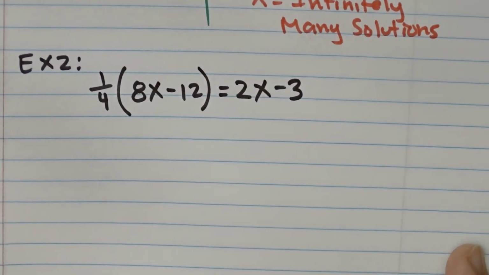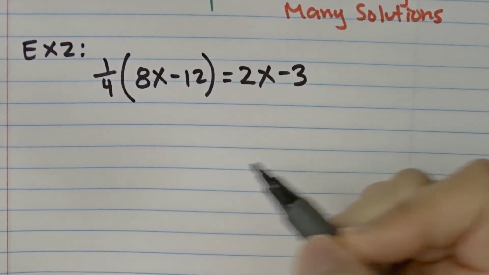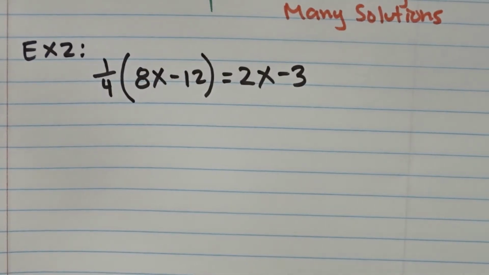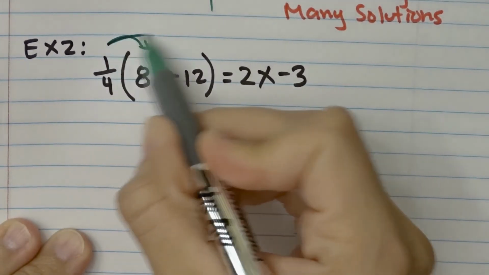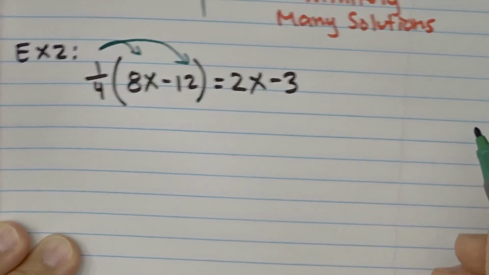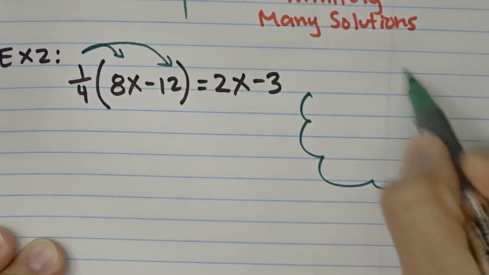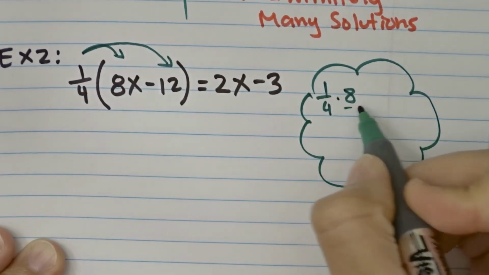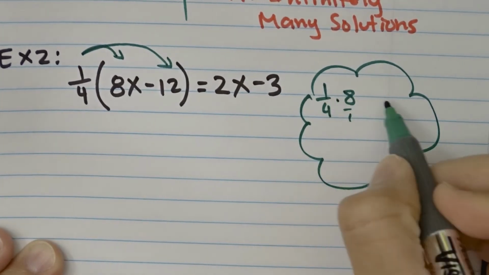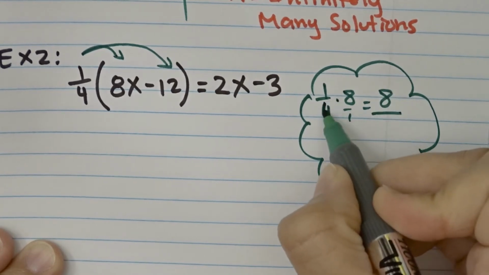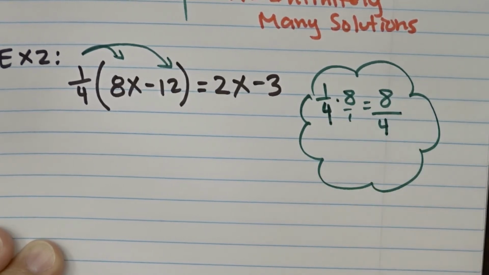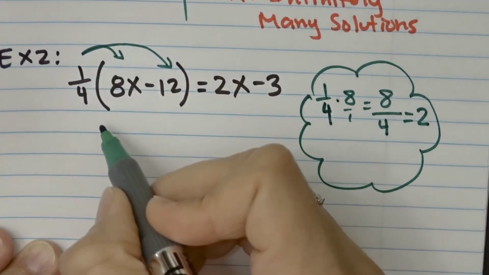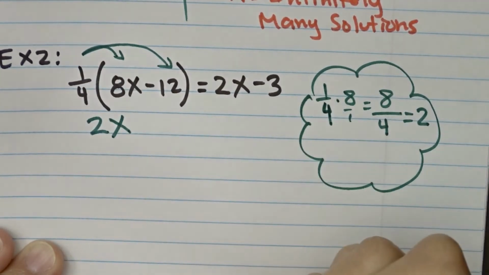All right, so here's our next one. Same thing: I want to get rid of the parentheses so that this is easier to solve by distributing. And we're getting some fraction operation practice over here. 1/4 times 8. We'll put a 1 under that. 1 times 8 is 8, and 4 times 1 is 4, and 8 divided by 4 is 2. So this first arrow is going to give me 2x because it's an x term.